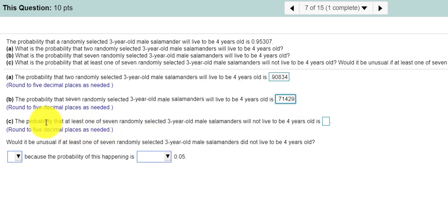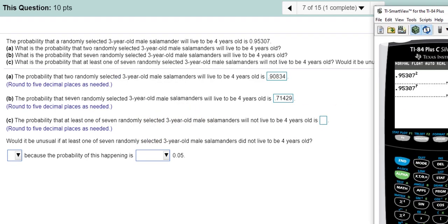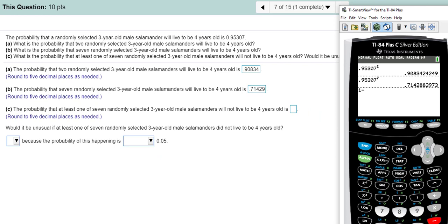Looking good. Then it says the probability of at least 1 of 7. Okay, so if I do 1 minus, this is the complement, 0.71429, right? So this is the probability that all 7 live that long. So if I do the opposite, or the complement, 1 minus this, right? So if 71% will make it, 29% will not make it.